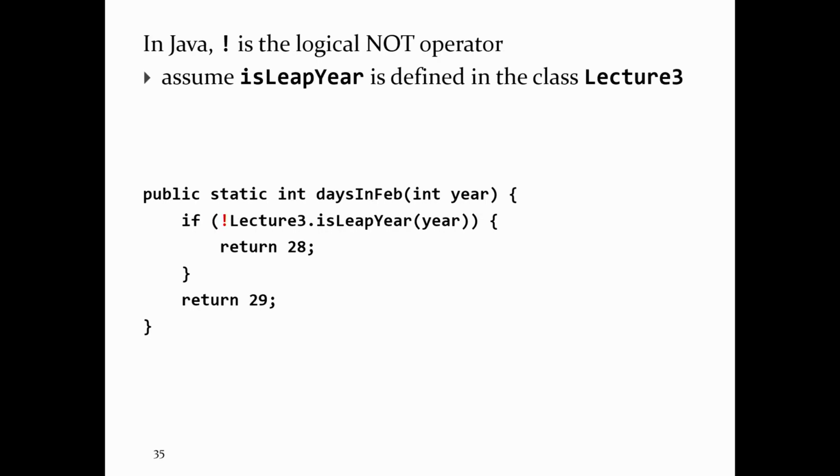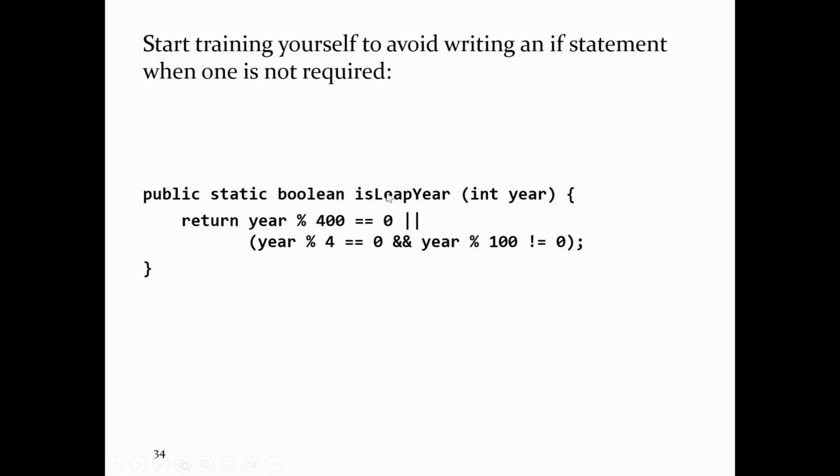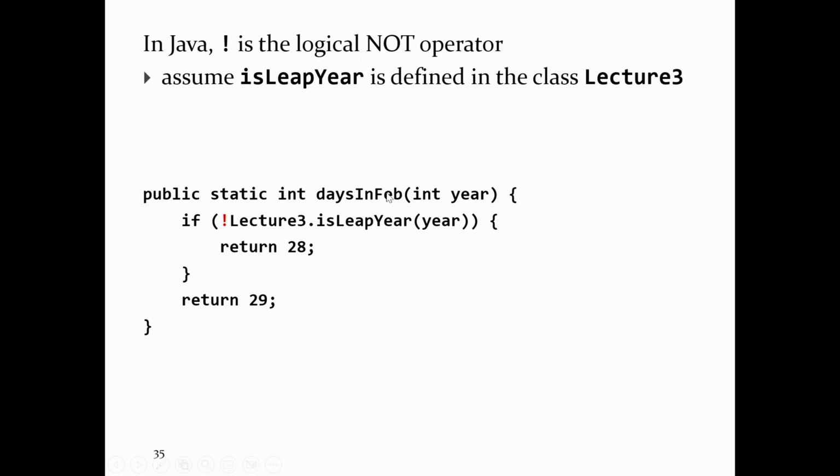The exclamation mark is Java's not operator. In Python, it's just the word not. In Java, it's exclamation mark. So we've got isLeapYear here, and I'm going to assume that that method is defined in a class called Lecture3. So I'm going to write another method somewhere, daysInFebruary. It takes in a year. You know that if it's a leap year, then February has 29 days. Otherwise, it has 28 days.